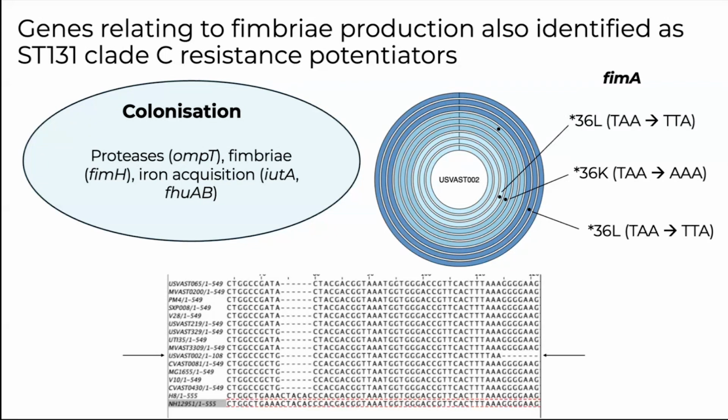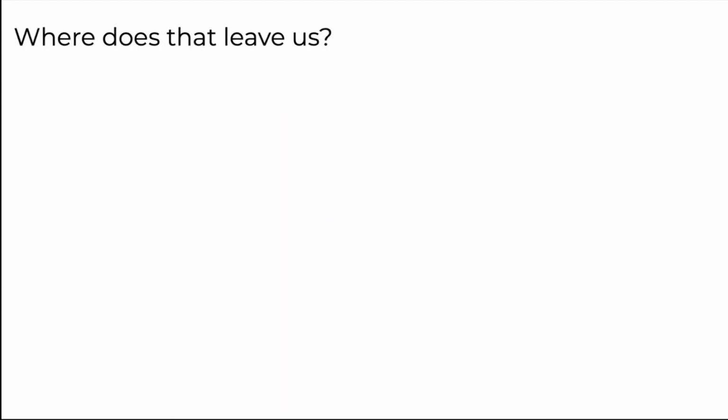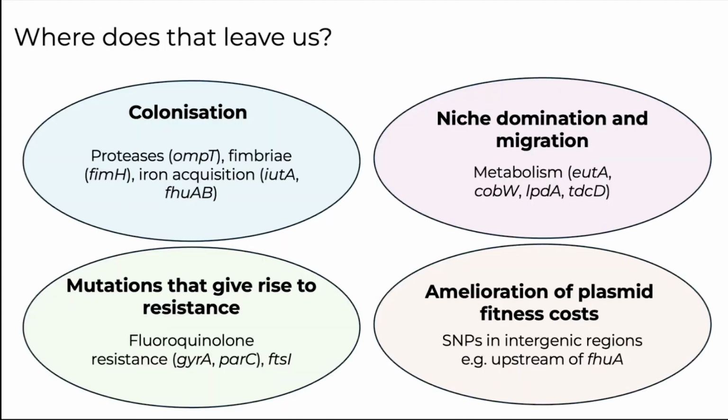We performed yeast agglutination on the ancestor and the evolved strains. They do all seem to produce functional fimbriae, but this is, of course, a qualitative measure rather than quantitative. So where does that leave us? These are the characteristics that we think are really important for the emergence of MDR ST131 clade C. We've grouped these into these 4 categories, as I've said.